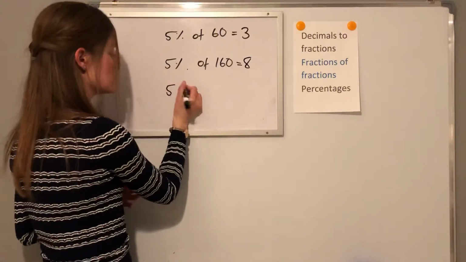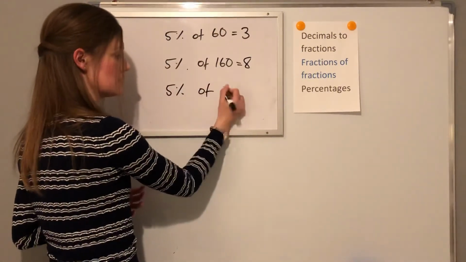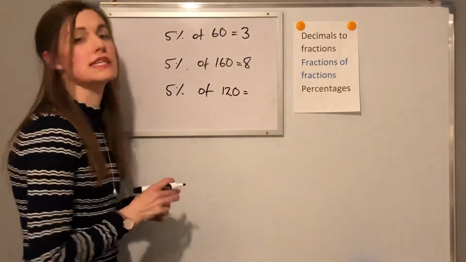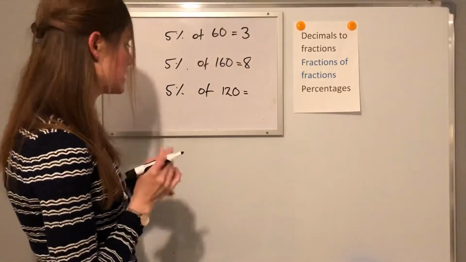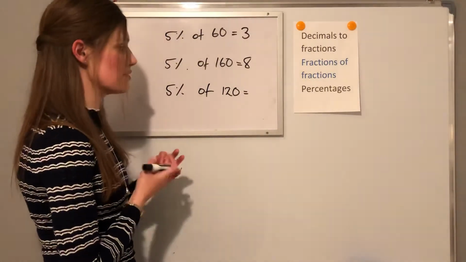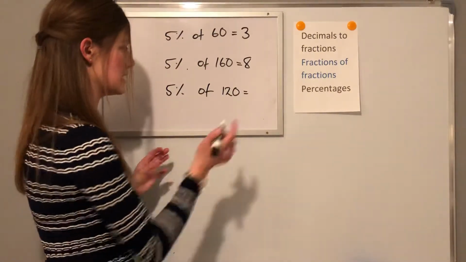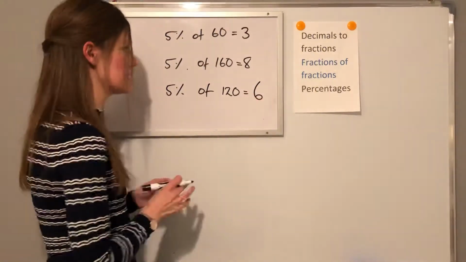So, what do you think 5% of 120 is going to be? Think of what 10% is, and then chop it in half. And that's going to be 6.